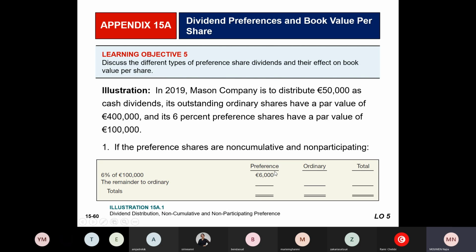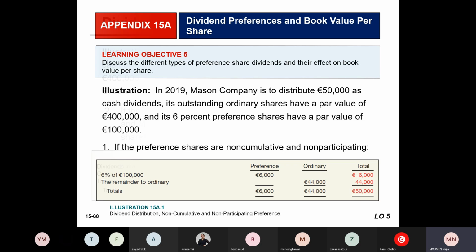So what is left here for the ordinary shareholders? We got 44,000. So that is 50,000 less 6,000. So the remaining will be distributed to ordinary shareholders. Okay, so that's the first basic scenario, when the preference shareholders will just receive, as I said, the declared rate. There are no dividends in arrears, so they are non-cumulative, non-participating, etc.